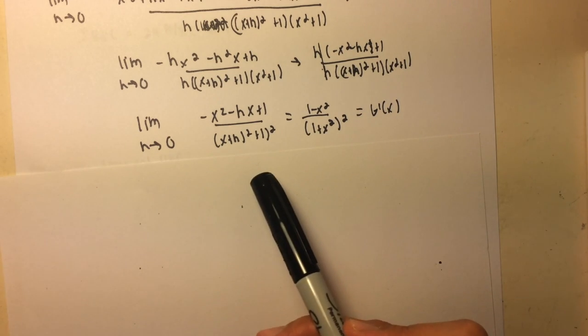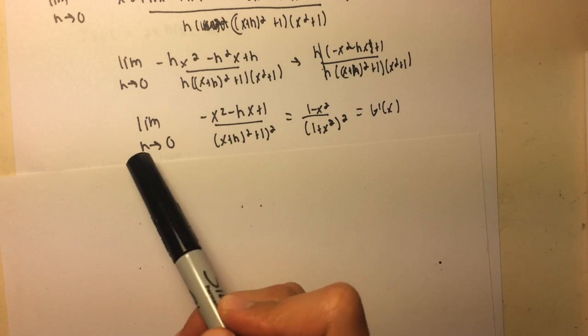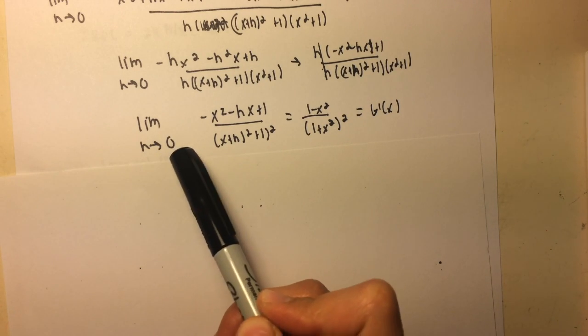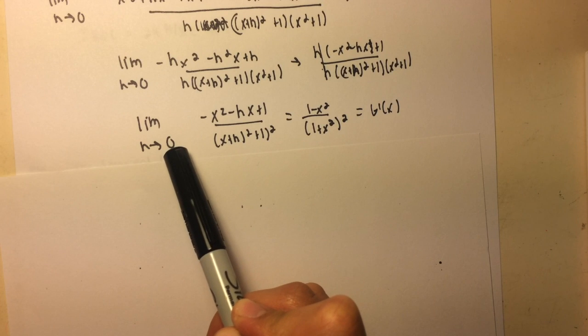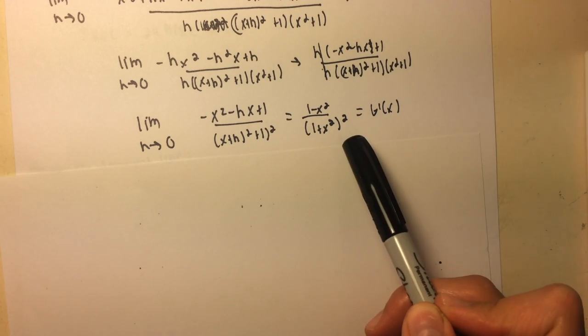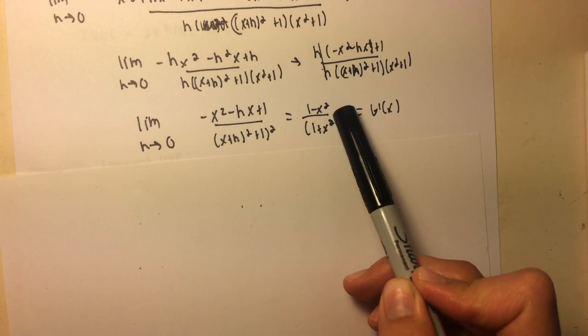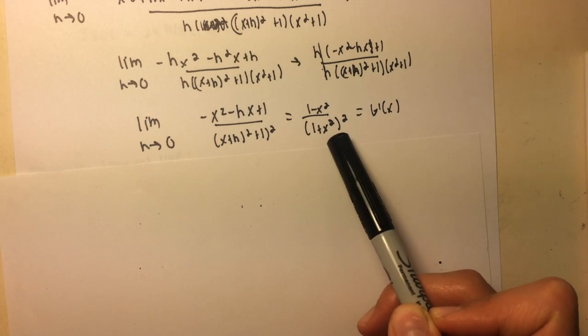After viewing this, we can see that the limit is as h approaches 0. So anywhere we see an h, we're plugging in a 0. Once we do so, we find the derivative, which is 1 minus x squared over 1 plus x squared, squared.